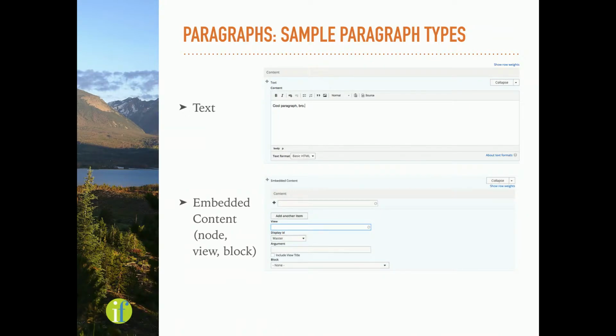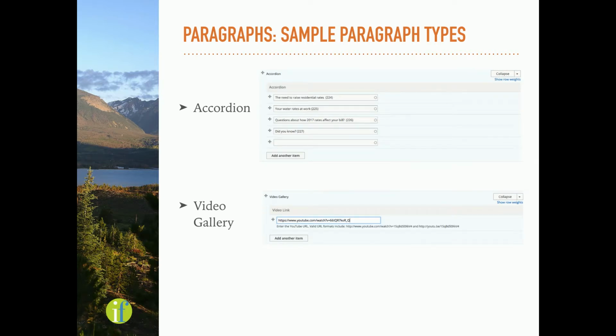Moving on, we have embedded content. So this is what I was talking about with the entity reference revision and the views reference field. You can embed a view. You can embed a view display. You can select the block from that dropdown, and it just shows up on the page. So it's a real easy way to give content editors the ability to embed views that either they create or you create for them. So this is a really powerful paragraph type.